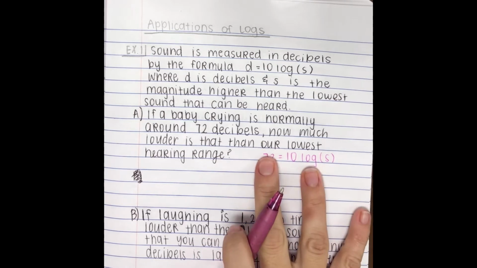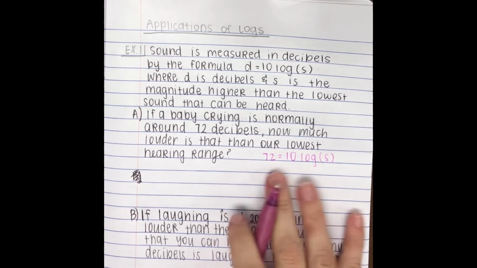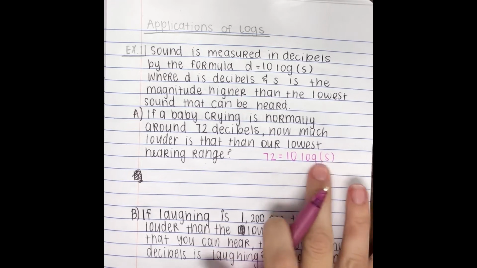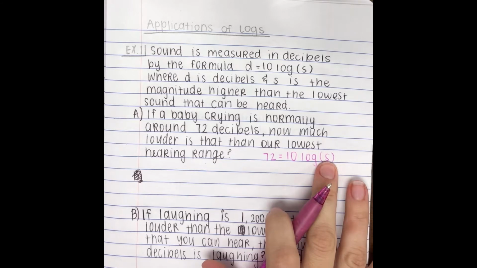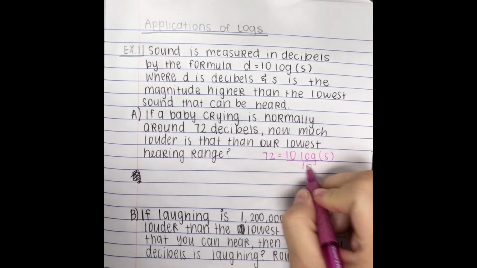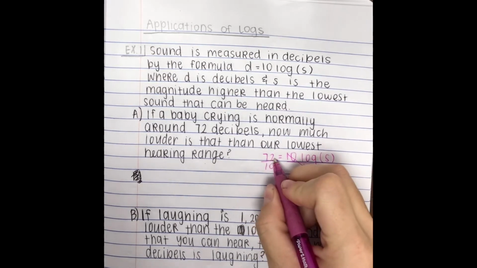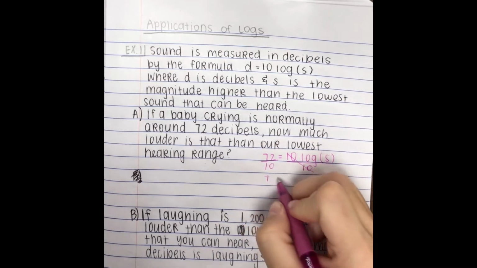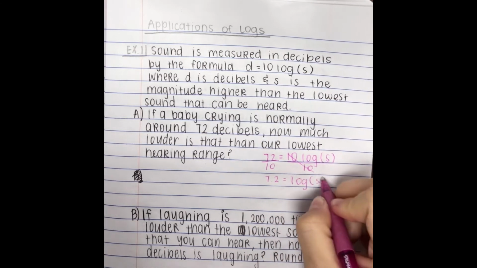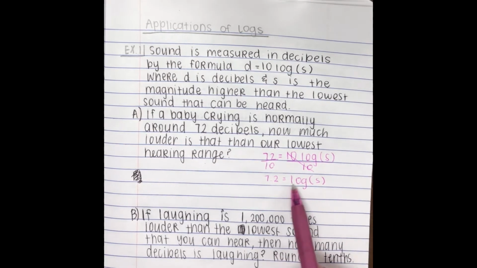When I'm solving this, I first want to simplify it as much as I can. On the right side I have 10 times log of S. We're trying to find S, so I want to get this by itself. I'm going to divide both sides by 10. So 72 divided by 10 is 7.2, which equals log of S. So log of S is going to be 7.2.